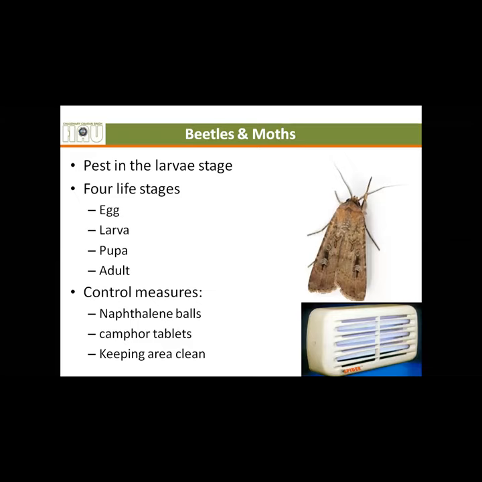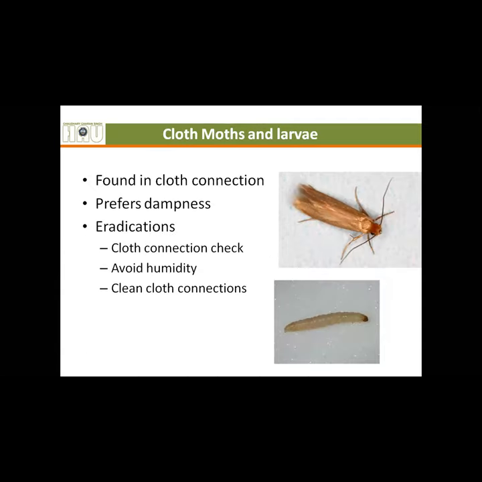These have four life stages: egg, larva, pupa, and adult. Larva is difficult to kill and difficult to visualize also. Pupa and adults can be easily controlled with insecticide and so on. You can use control measures like naphthalene balls and camphor tablets, and keep your areas clean.